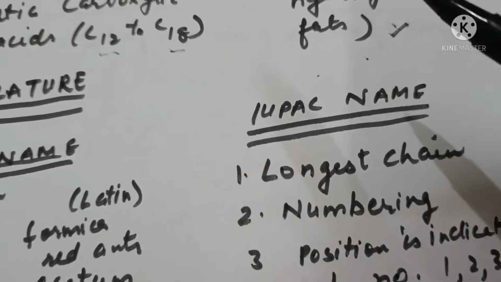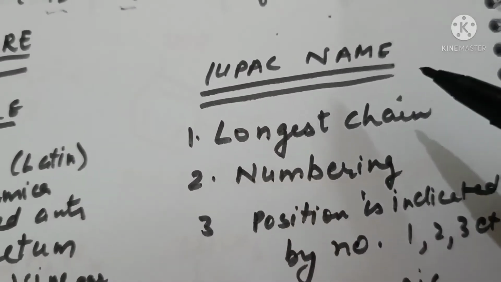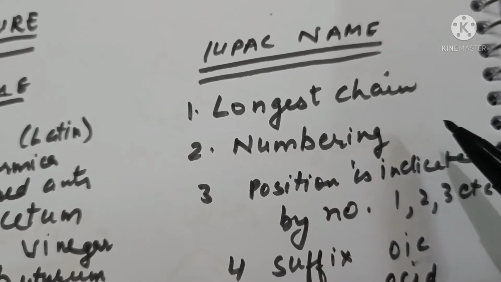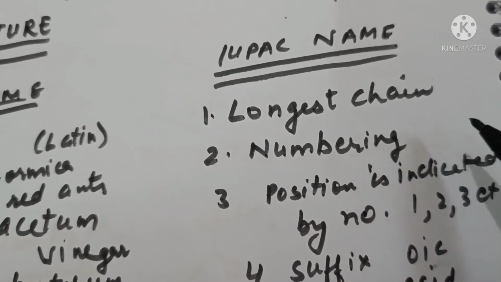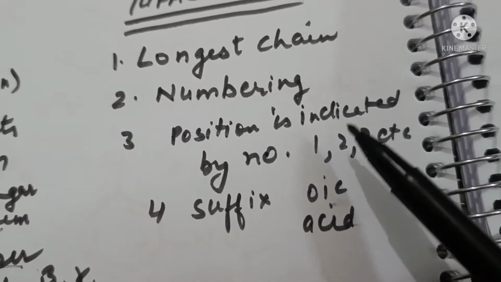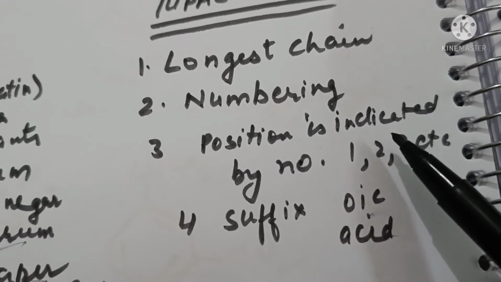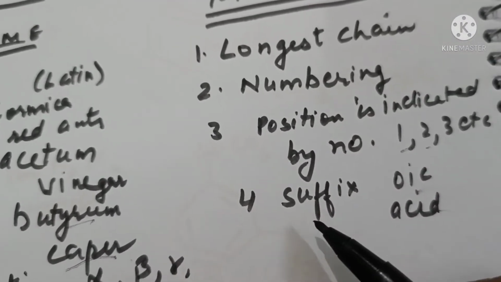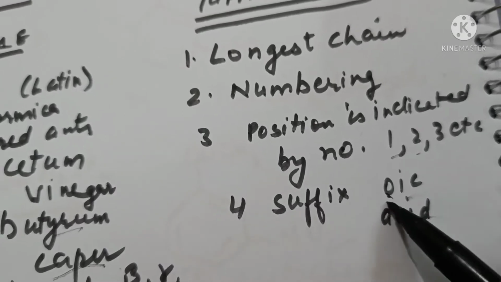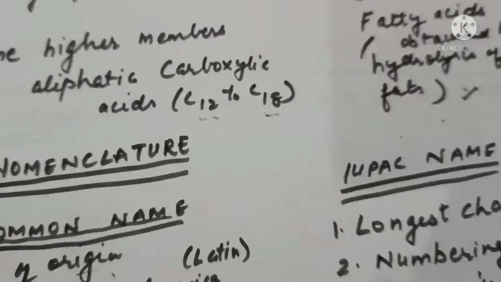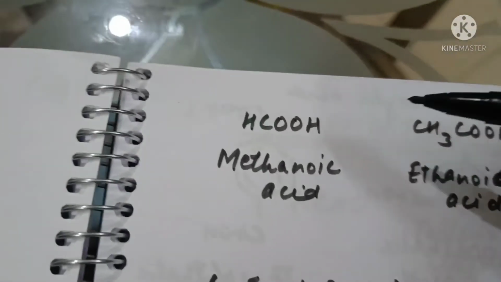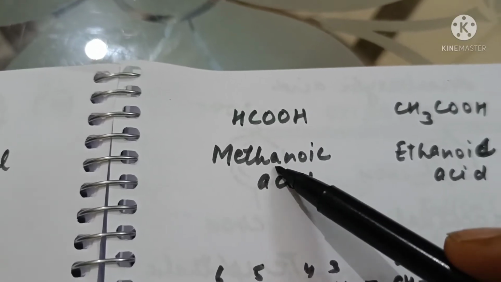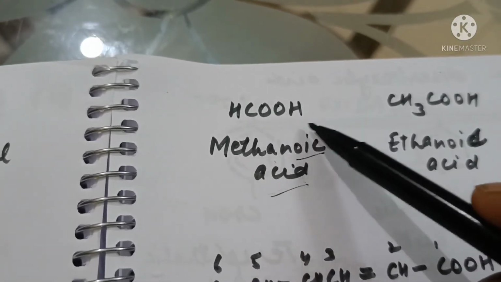In IUPAC system, we name the compound by selecting the longest chain, carrying out the numbering of the chain from the carboxylic acid part, from the functional group, and when we have to indicate the position of the substituent, we use the prefixes 1, 2, 3, etc. And at the end of the name, we use the suffix oic acid. For example, a 1-carbon carboxylic acid will be called methanoic acid. Meth for 1 carbon, ane for single bonds, and oic acid for COOH group.